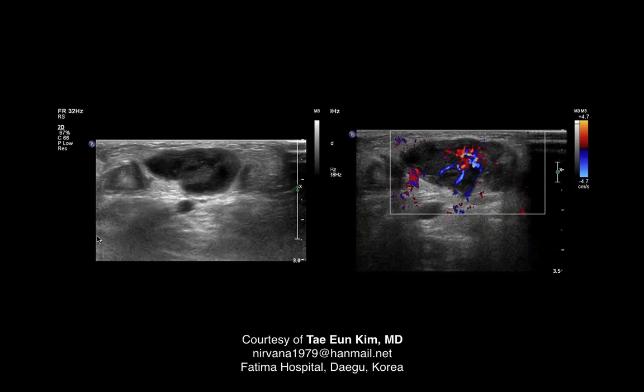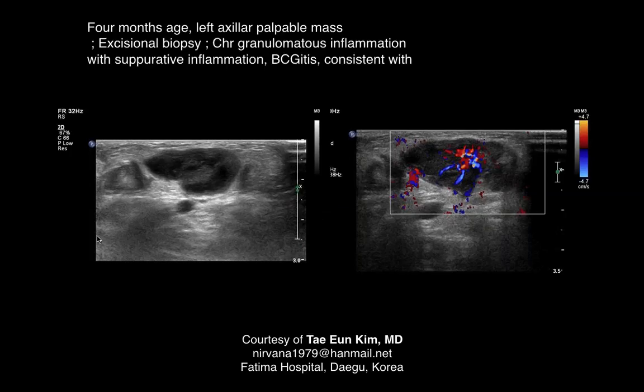BCG injection is usually given in the arm, I don't know where it was actually given in that last case. Maybe in the babies in Korea, they gave it in the chest wall area. I don't know the details on that case.